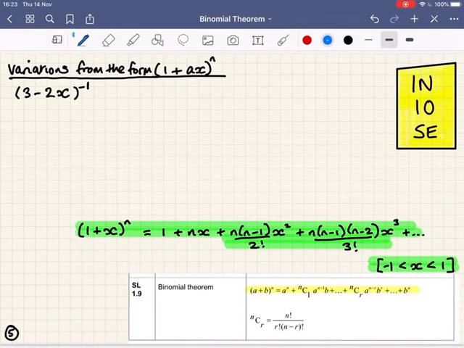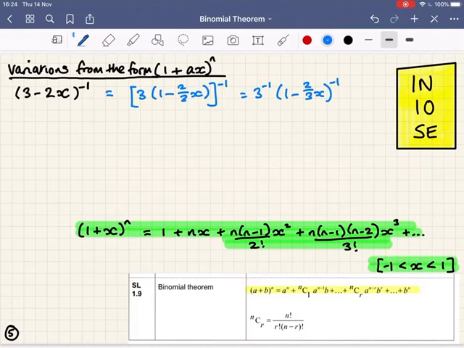Okay, we know it's a negative power, but the first thing I need to do is to rewrite this. So in brackets, to get 1 as the first term in the brackets, I'm going to take 3 outside and make that 1 minus, well, it would be 2/3 x. So the only complication here now is that I've got a fraction in there, all to the minus 1. And that would give me 3 to the minus 1 times 1 minus 2/3 x, all to the minus 1.